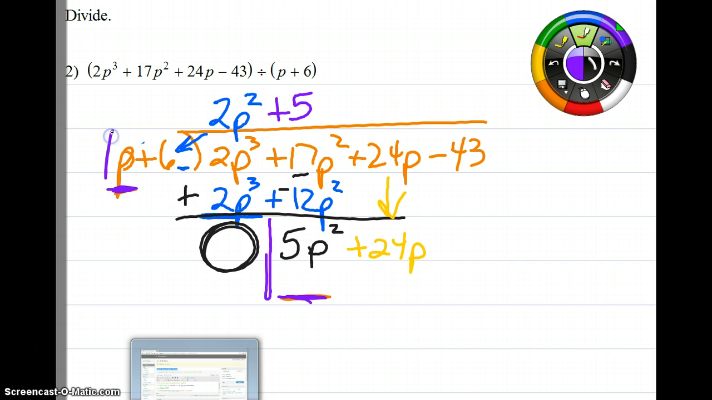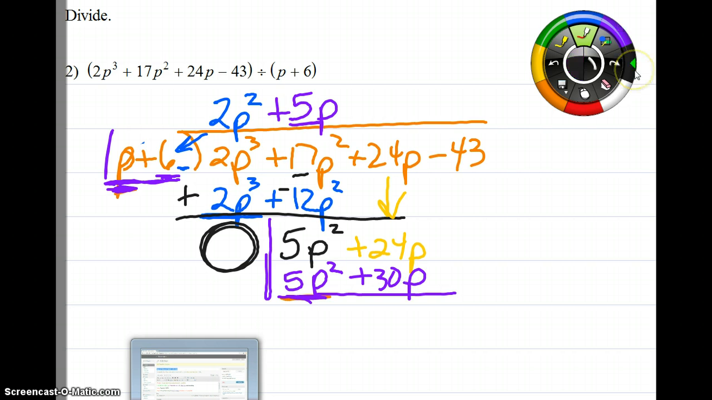So again, a 1 times a 5 will give you a 5. We have a p, but we need a p squared, so we'll multiply by a 5p. We'll have 2 terms. Why do we have 2 terms? Because we have 2 terms over here. So 5 times 6 will be a 30, and we put that 30p right underneath.